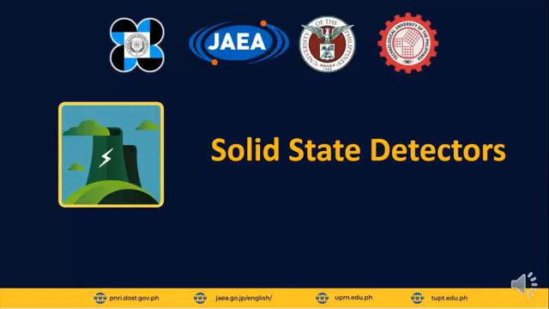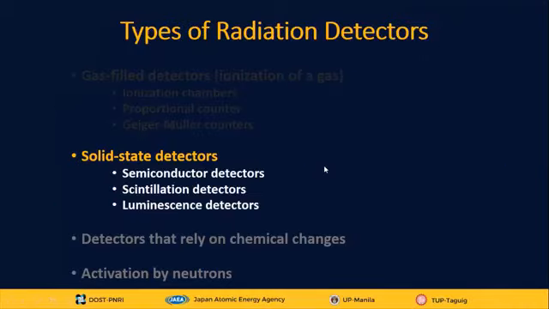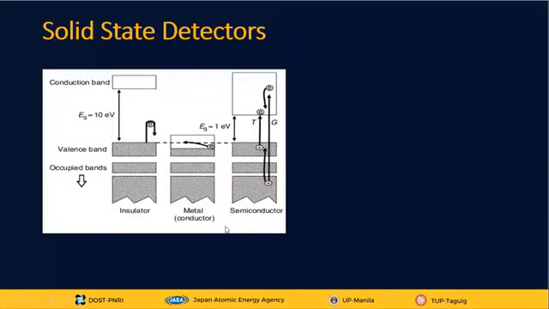Part 3 of our module on radiation detection will discuss solid-state detectors. Although generally when they say solid-state detectors, they refer to semiconductor detectors. In this module, we treat this as the second type of detector, the types of which are semiconductors, scintillation detectors, and luminescence detectors. Okay, so let's start by looking at the band diagrams in solid-state physics.